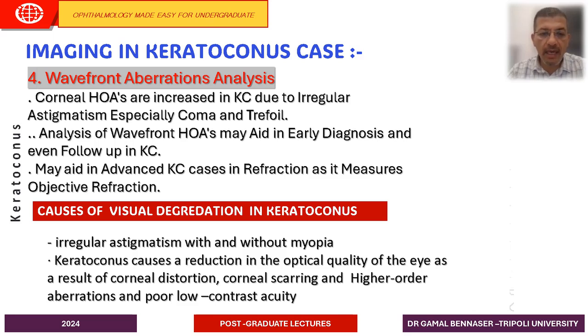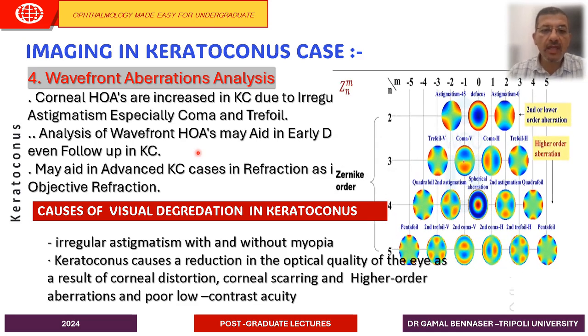And the most common high order aberration seen in patients with keratoconus is the vertical coma, trefoil and tetrafoil, and secondary astigmatism. Now, the analysis of this high order aberration, the wavefront of this high order aberration, will aid in the early diagnosis as well as in the follow-up of patients with keratoconus, and also in advanced cases of keratoconus. By studying the high order aberrations, we can achieve what's known as objective refraction, in which the standard refraction may be difficult in these patients, so we can have an objective refraction by studying the wavefront analysis for these patients.